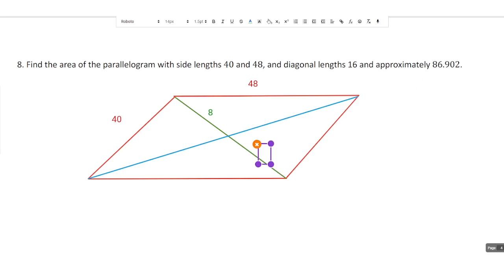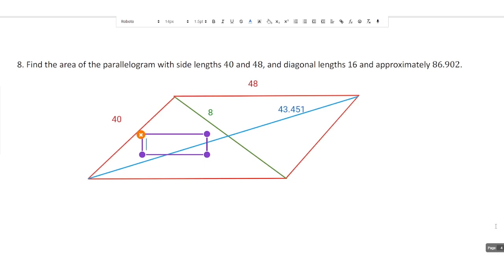86.902, and I guess what I need to do there is divide that in half to get the length of half of this diagonal. And I'm typing it in my calculator right now. Divided by 2, 43.451. Okay. So we'll go ahead and label that. Maybe I'll label this one 43.451.